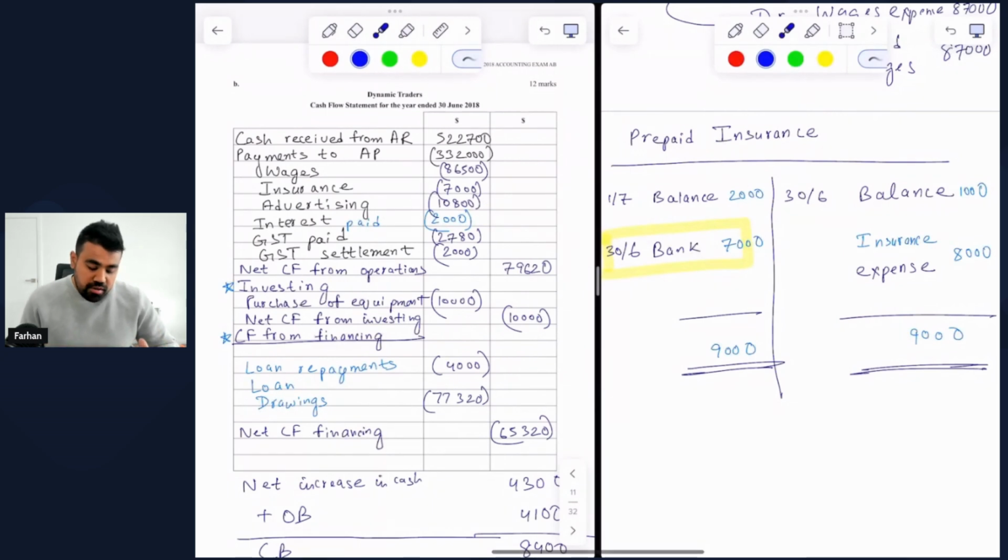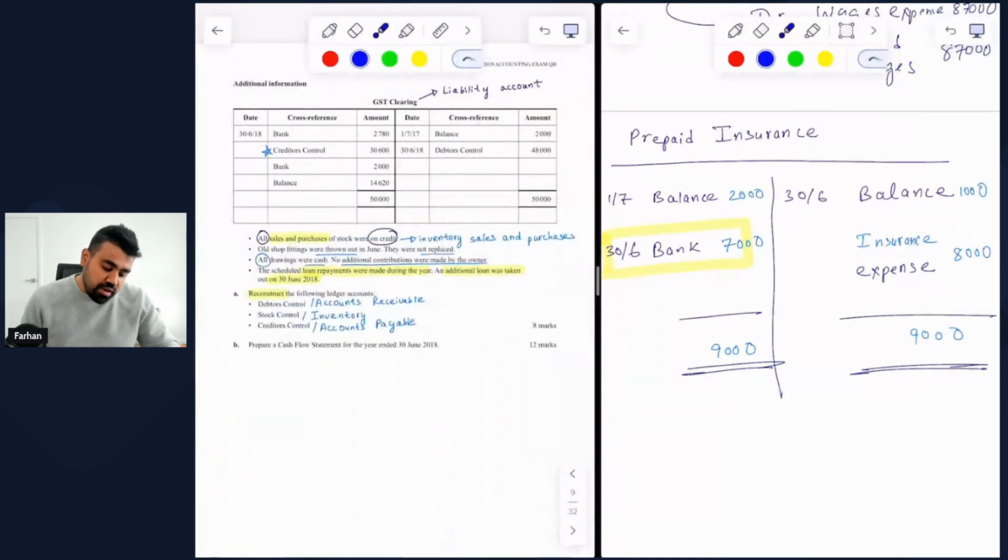Next, under the operating activities section, we are including the GST paid and the GST settlement. These are the numbers of 2,780 and 2,000, which we have directly sourced from the GST clearing account. You can see on the debit side, we have paid 2,780 using our funds from the bank. And then again, you also have another $2,000. So these two rows refer to the reduction in the GST obligation that we have towards the ATO, because we have made the payment of $2,780 and $2,000.